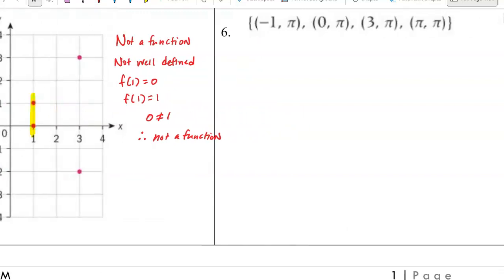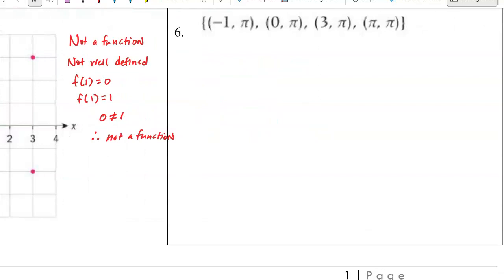Okay, now let's take a look at this. Every time I put in a -1, it gives me pi. Every time I put in 0, it gives me pi. Every time I put in 3, it gives me pi. Every time I put in pi, it gives me pi. Guys, this is a function. It's well defined.